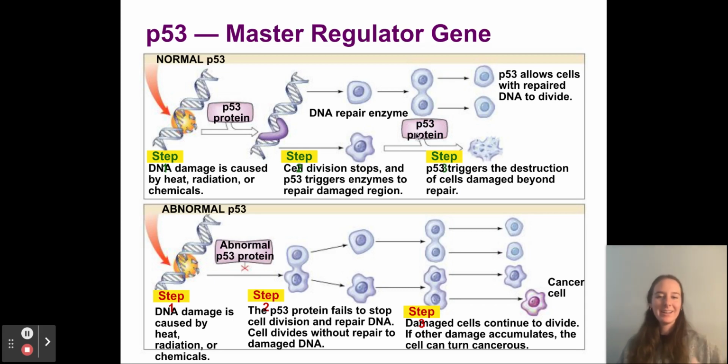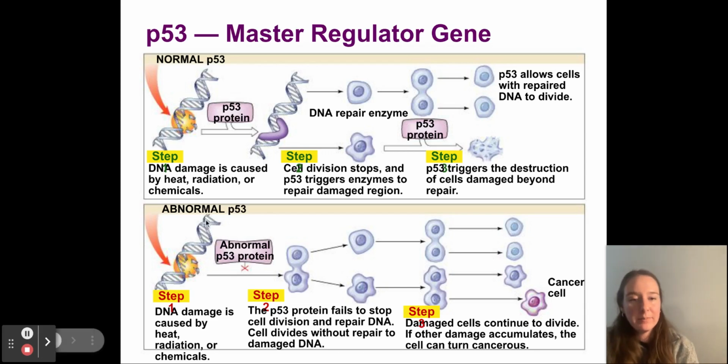So the p53 is there. It will say, hey, okay, keep dividing. The DNA has been fixed. Or let's say the protein is attached to the DNA and it's too bad. We can't fix the DNA, right? It's too broken. Then it will trigger enzymes to repair the damaged region. But if it's beyond repair, it can't really be fixed, then the p53 will trigger apoptosis and it will destroy the cell. So this is good, right? We don't want damaged cells, and it helps to fix the cells, right?